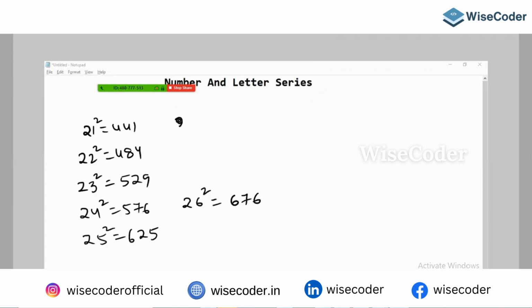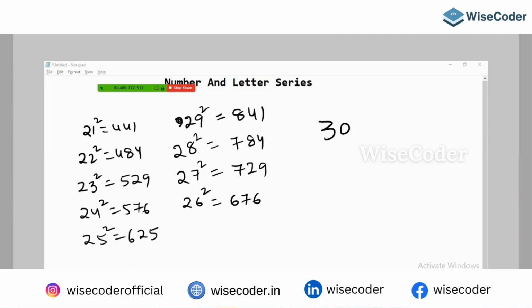The last two digits are the same. 27 square is 729. The last two digits are the same. 28 square is 784. 29 square is 841. 30 square is what, guys? 900. So what I'm trying to tell you is this.